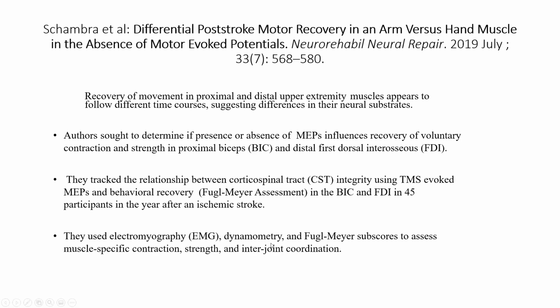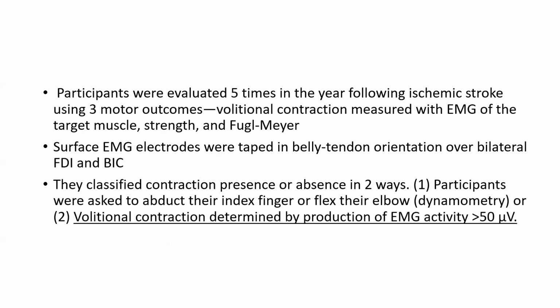They used EMG, dynamometry, and Fugl-Meyer subscores to assess muscle-specific contraction, strength, and interjoint coordination. Participants were evaluated 5 times in the year following ischemic stroke using the 3 motor outcomes that were described. They used surface EMG electrodes taped in a belly-tendon orientation over first dorsal interosseous and biceps. And they classified contraction presence or absence in 2 ways. Either the participants could produce some dynamometry, meaning they could get some tension development, or, in most of the situations, volitional contraction was determined by the production of EMG activity that was greater than 50 microvolts during a contraction effort.